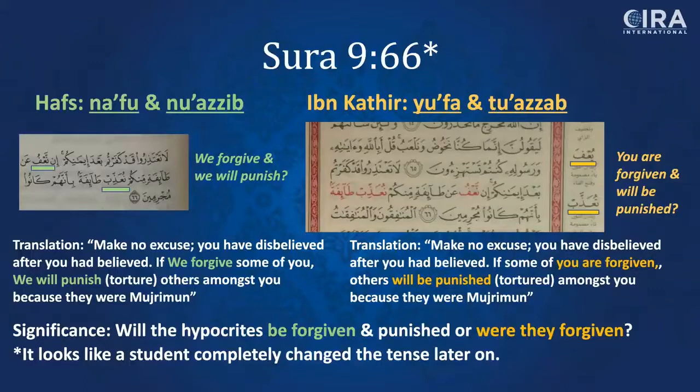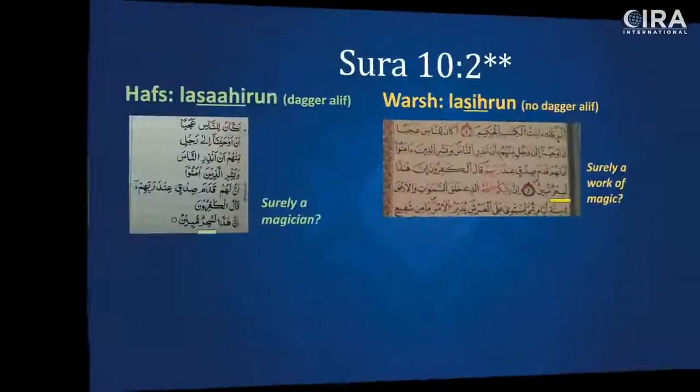And the same thing for the second word in Hafs. The second word in there, nu'adhib, we punish, or we will punish, versus how Ibn Kathir read it, the word in the bottom with the underline in yellow, tu'adhab, will be punished. Who's doing the action of the forgiveness and the punishment here? Are we talking humans basically punishing people? Are we talking the prophet punishing someone? Are we talking the prophet is the one who's doing the act of forgiveness? Big difference. Looks like the tense has been changed depending on who's doing the action on this one. That's right. Okay, chapter 10, verse 2.